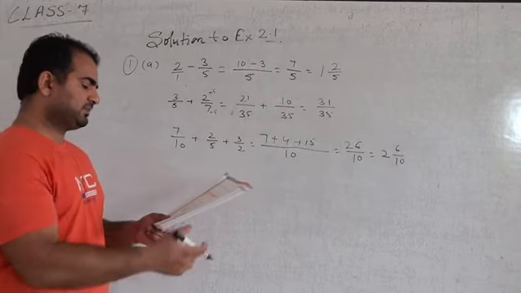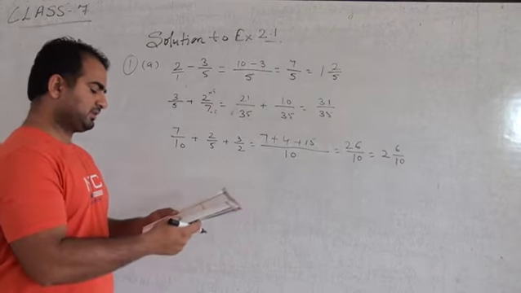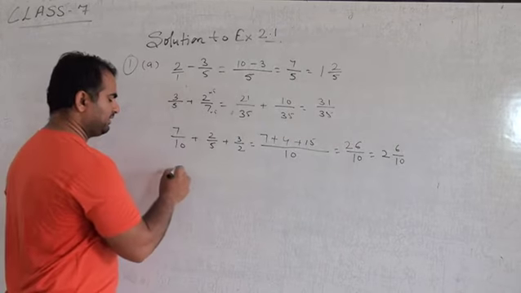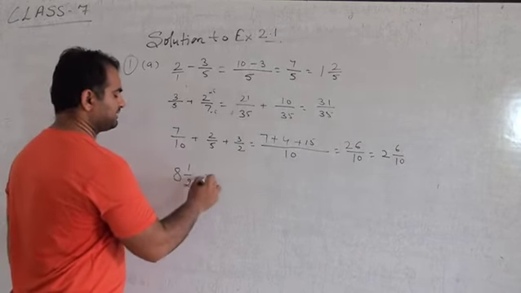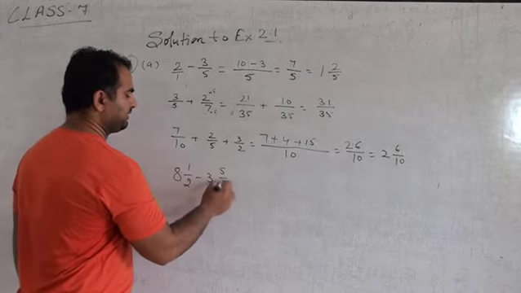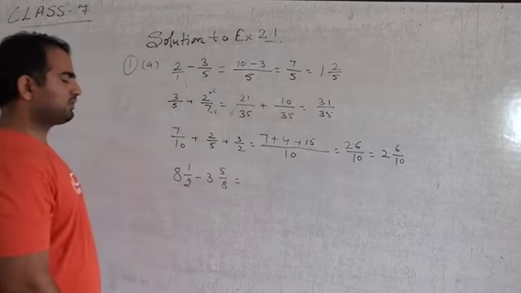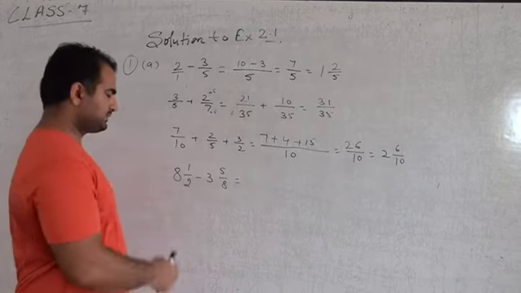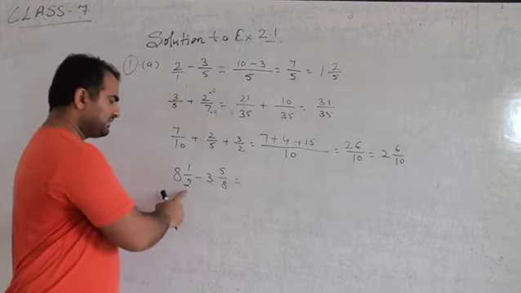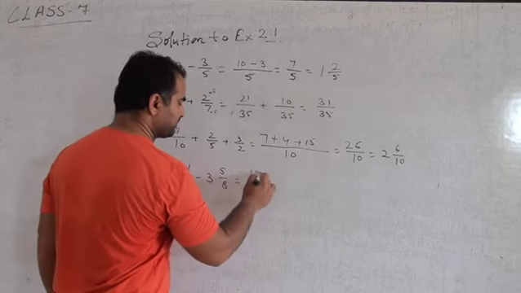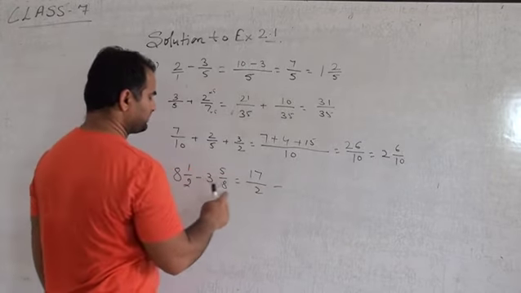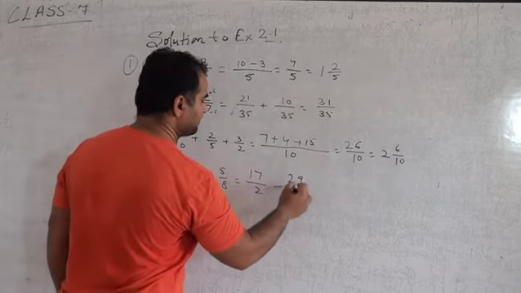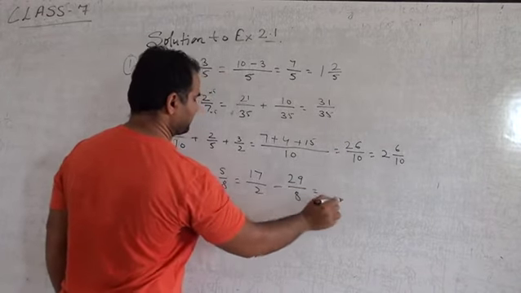Next I am doing question number 7 of question number 1: 8 1 upon 2 minus 3 5 by 8. First what we have to do? We have to change it into improper fractions. So 8 2s are 16 and 1, 17 by 2, minus 24 plus 5, 29 by 8.